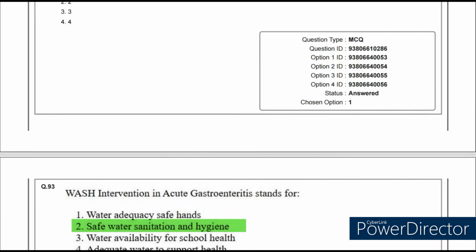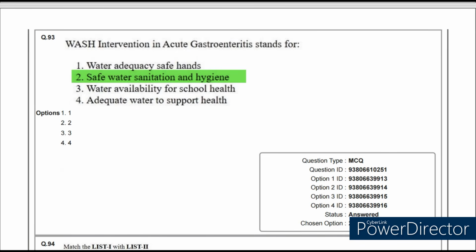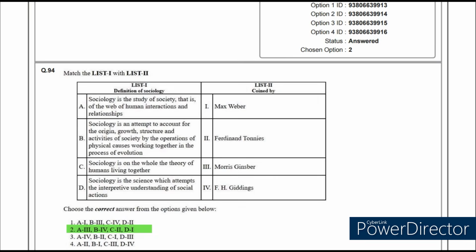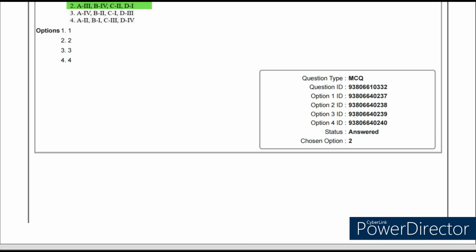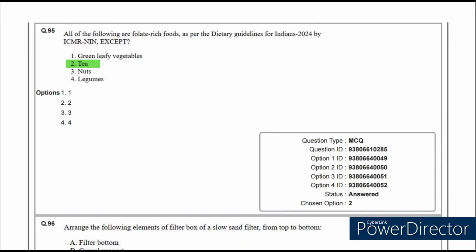So now coming to question number 93, it is again a very direct question on WASH. It is safe water, sanitation and hygiene. And now coming to question number 94, which is again a direct match the following question. So the correct answer should be A3, B4, C2 and D1. And now coming to question number 95, again a direct question on folate rich foods. So the correct answer should be T because it is not rich in folate.